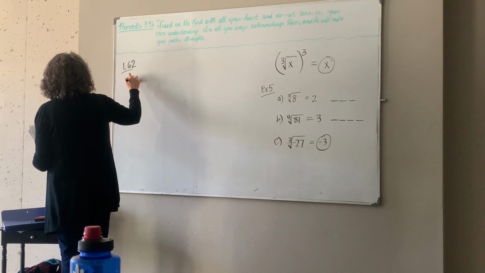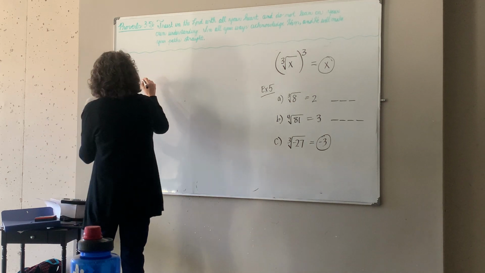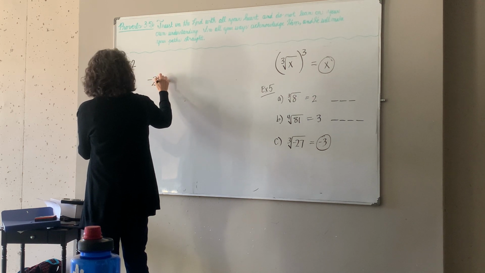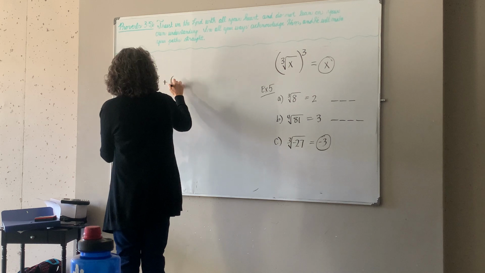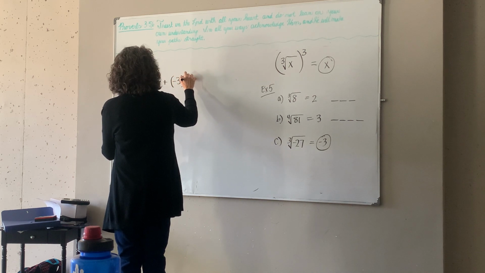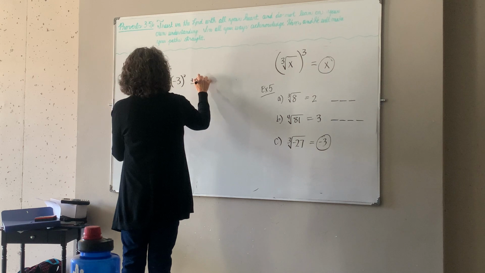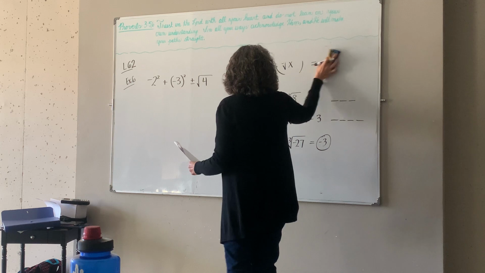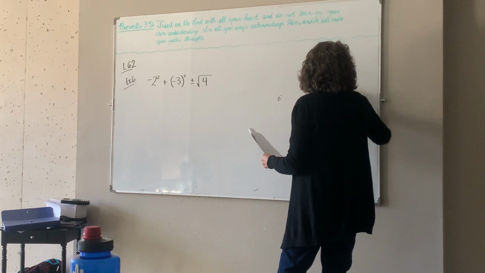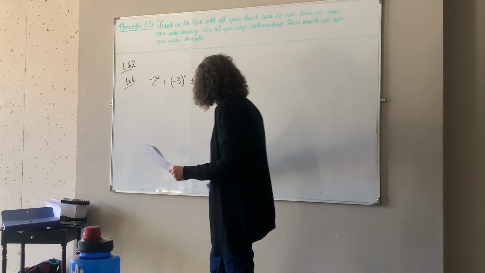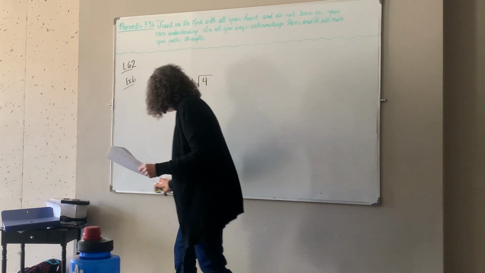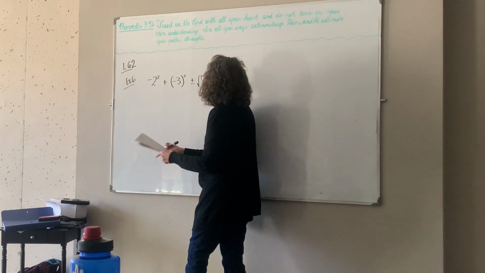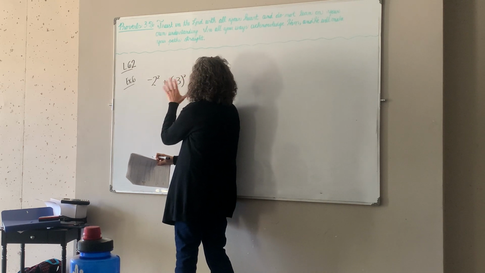Example 6. All right, I'm going to copy it just like I copy it. No parentheses in the first one. Negative 2 squared plus, in parentheses, negative 3 squared plus or minus the square root of 4. Okay, really important to see the difference between parentheses and no parentheses, okay?